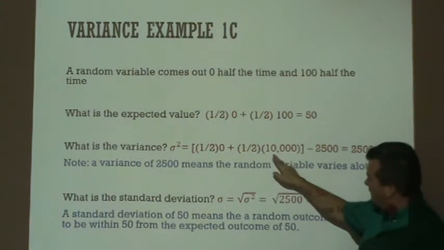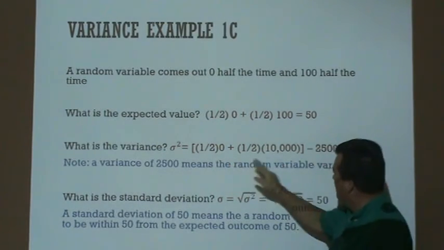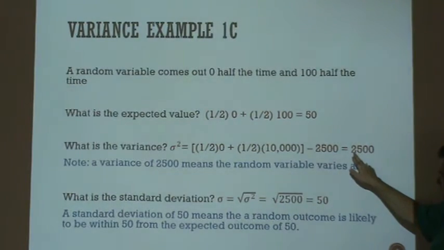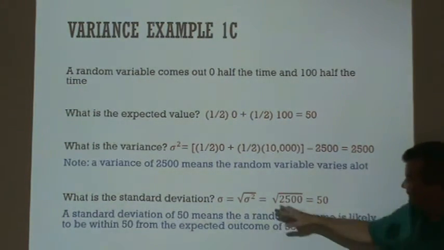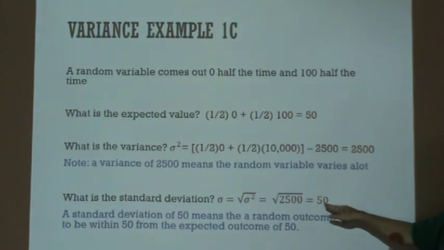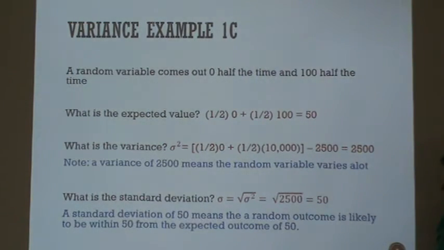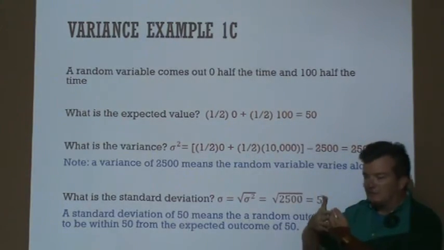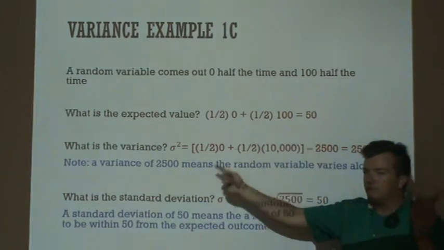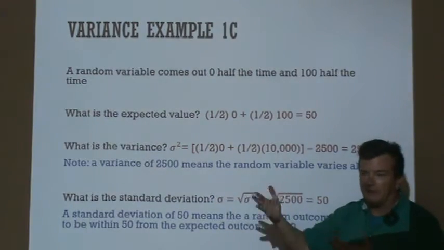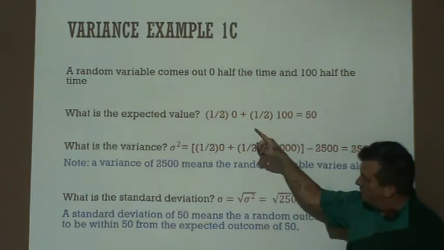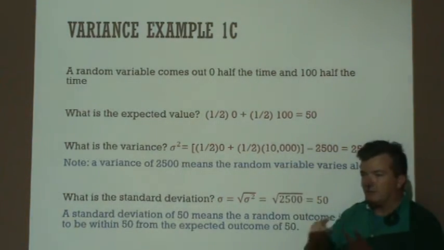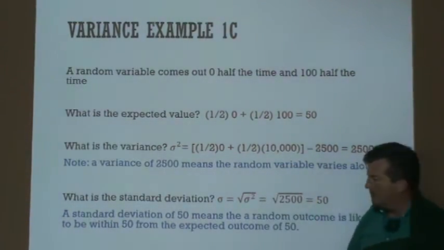So this ends up being 5,000 minus the expected value squared, which is again 2,500. We have a variance of 25,000. If you take the square root of it, your standard deviation is 50. So this number is much higher, meaning that this random variable has the same average, but the results are much further from the expected value. So there's the variance, and therefore its square root, the standard deviation, is just like an index that gives you an idea of how much it's varying from the norm.